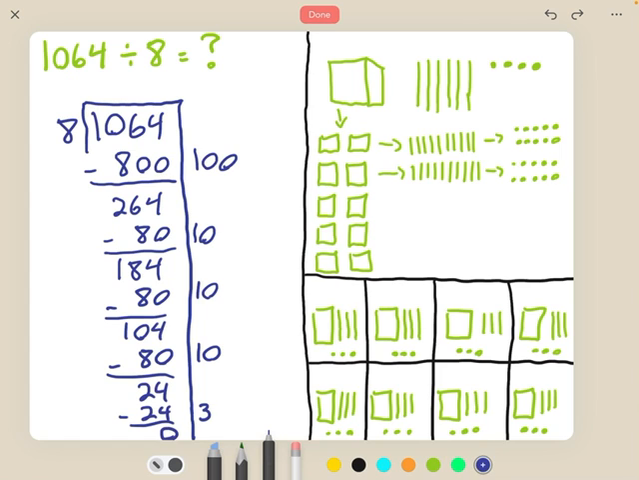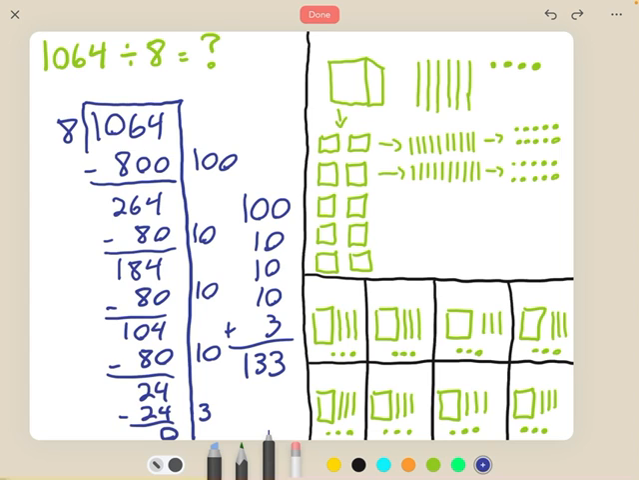So off to the side, our 100, our 10s, and our 3, those are our groups. So to find our answer, we're going to add 100, our 10s, and our 3, and we're going to get 133, telling us that there are 133 groups of 8 in 1064.